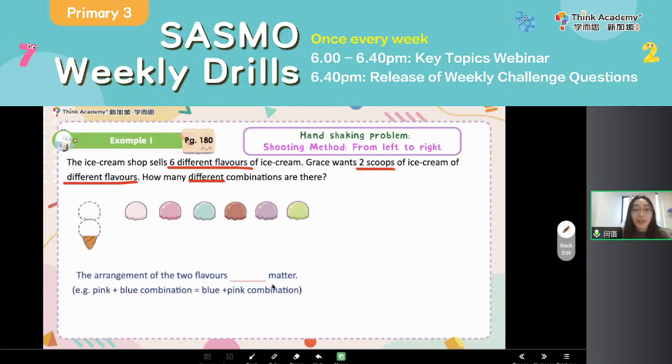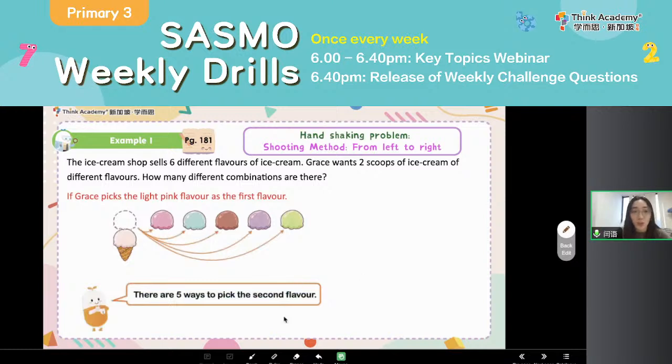Here you can notice that the arrangement of the 2 flavors doesn't matter in this question. That is, if you choose pink and blue, or you choose blue and pink, they are totally the same. This is the first thing. And then you just turn that into the handshaking problem. So where should we start? We just start from left to right. So here let's focus on the first one.